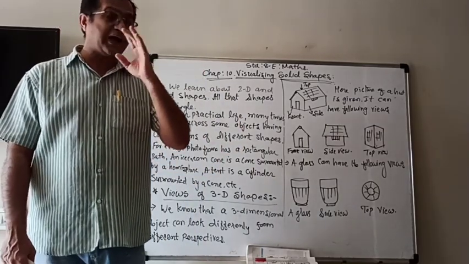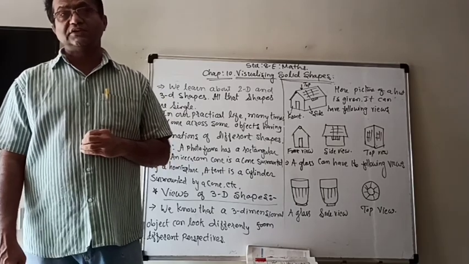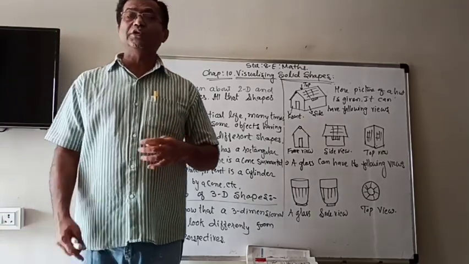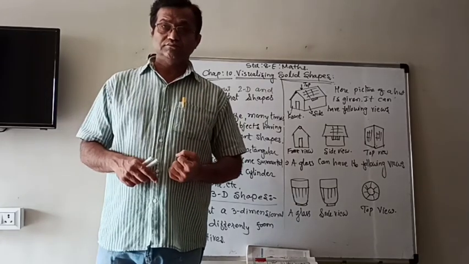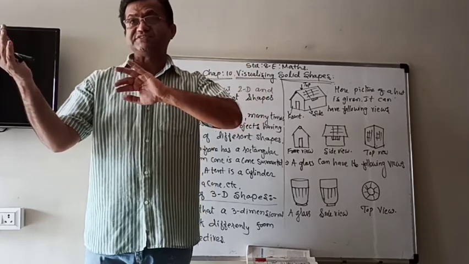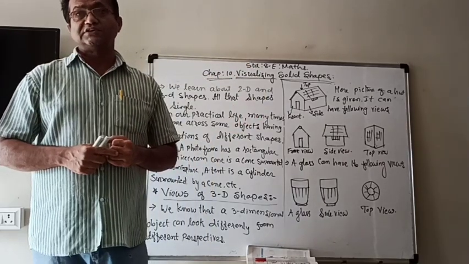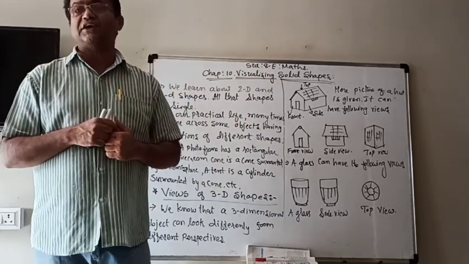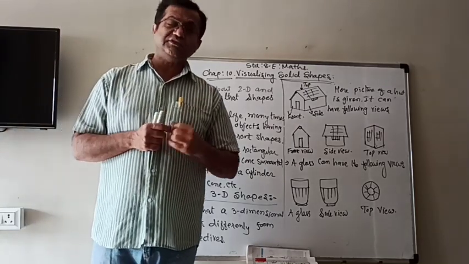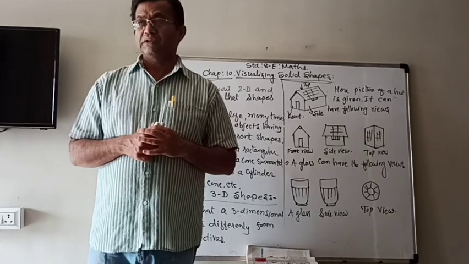So if you want to get the idea of the whole 3D object, then you have to look around it. That means front view, top view, side view, and sometimes the back view is also different. So let us understand with an example.